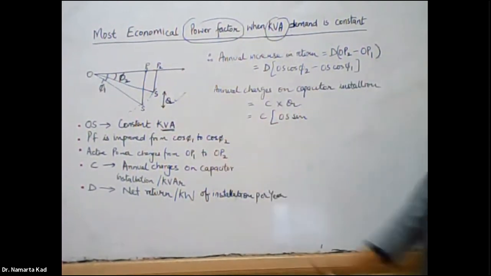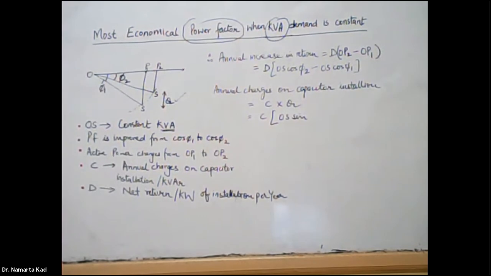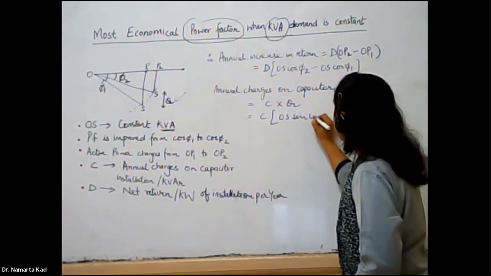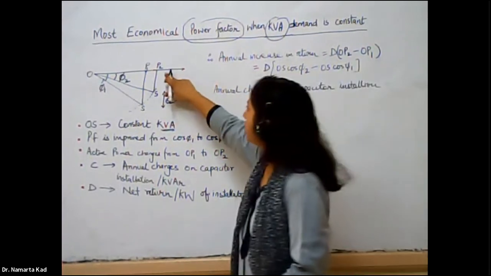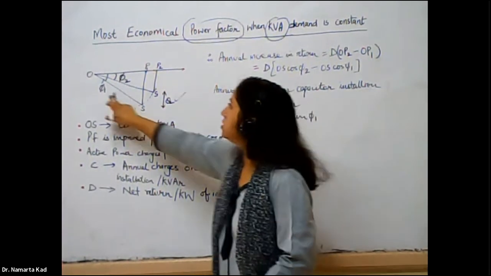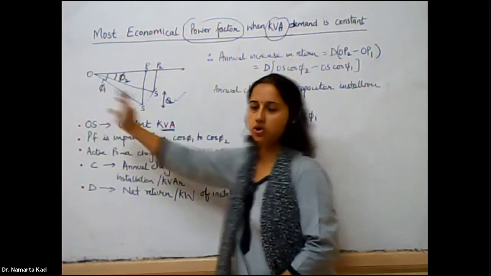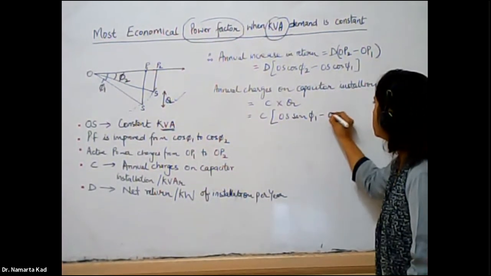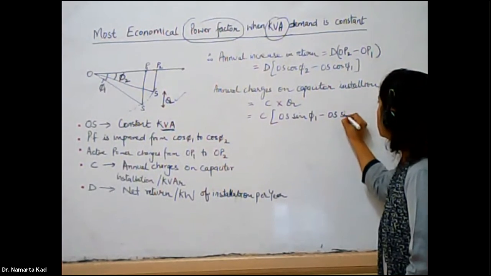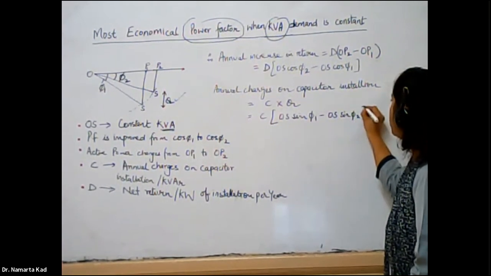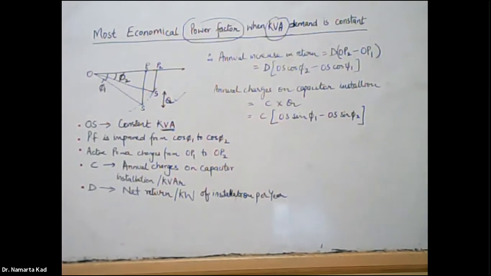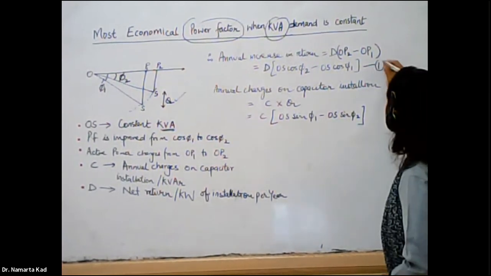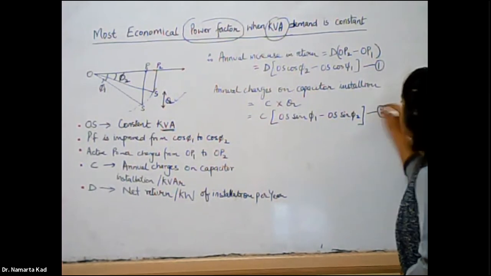So it can be written as C into OS sine of phi 1 minus OS sine of phi 2, since P1S relates with the phi 1 angle. Now just mark this equation as number 1, and this one as equation number 2.